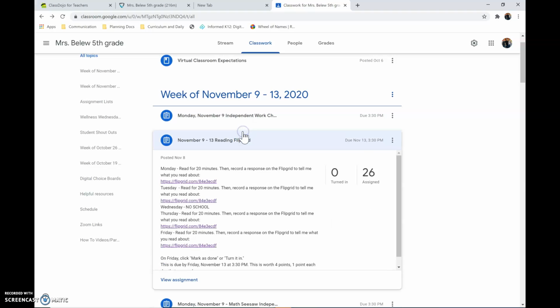This is the Flipgrid, and if she clicks on it, notice it's a week date, meaning they have all week to complete it, but they need to read for 20 minutes on Monday and on Tuesday and on, not Wednesday because there's no school, on Thursday and on Friday. And each day after they read, they click this Flipgrid.